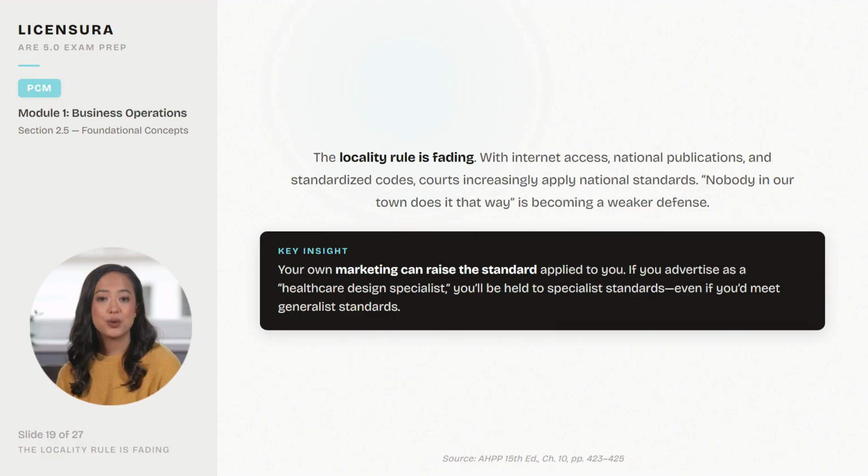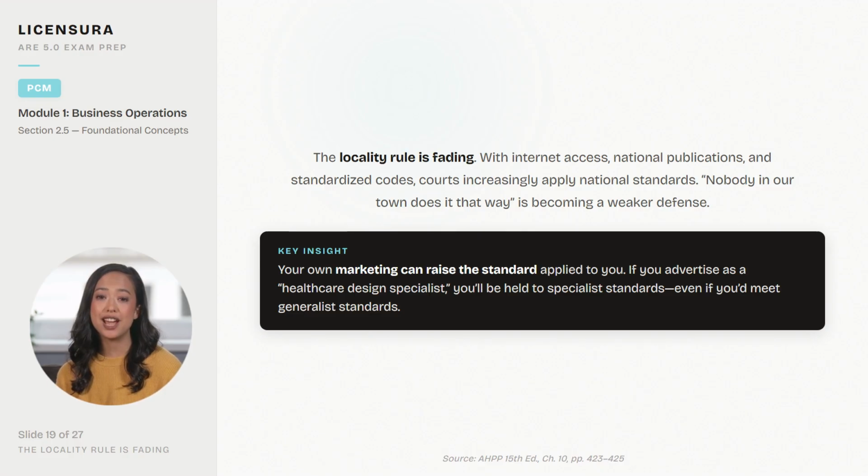And here's something important that ties back to your everyday business decisions. Your own marketing materials can raise the standard applied to you. Advertise as a specialist, and you'll be held to specialist standards. Even if your work would have been perfectly fine by generalist standards, if you've been marketing yourself as an expert, courts will hold you to that higher bar. So be thoughtful about how you present your firm's capabilities.